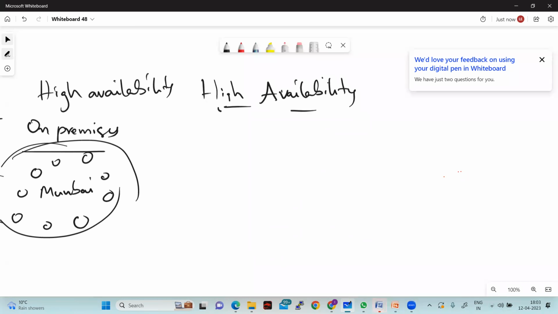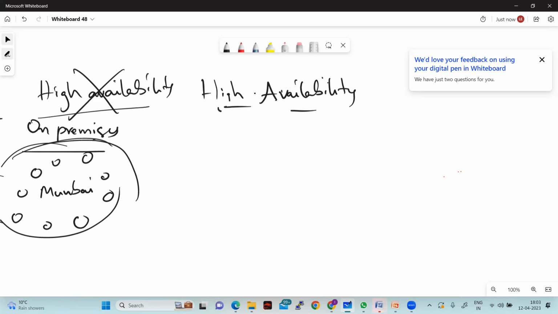You don't have high availability. So it means there is no high availability, because if something goes wrong in this particular location, your VM servers or whatever resources you have, everything is gone. So due to that, you cannot really achieve high availability.